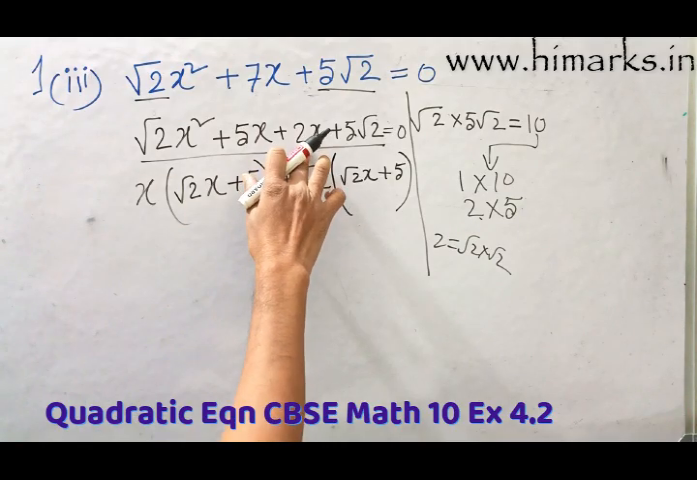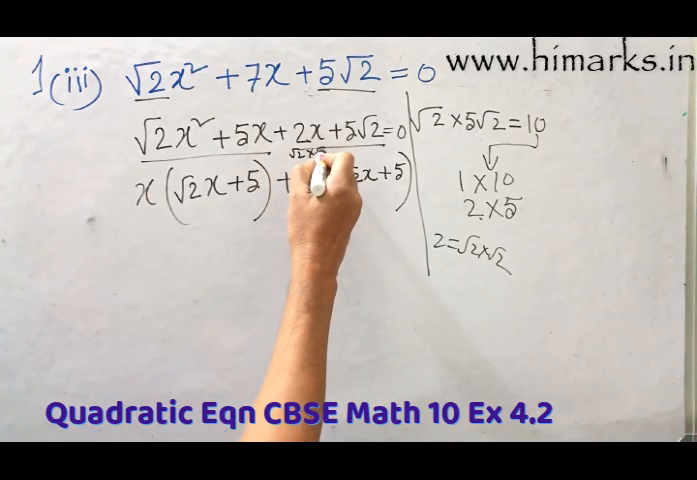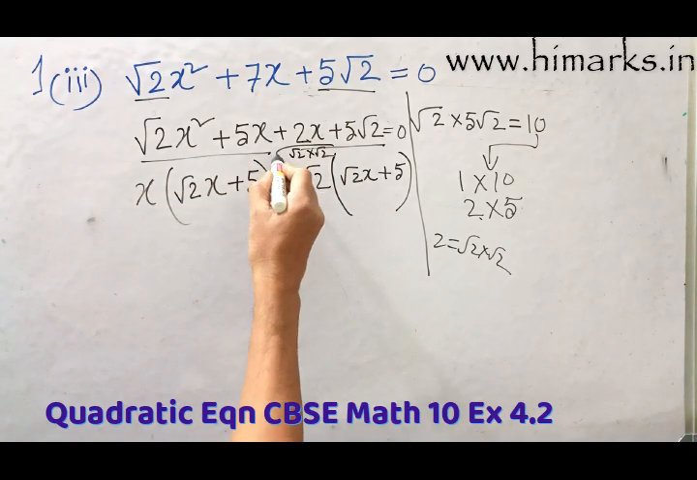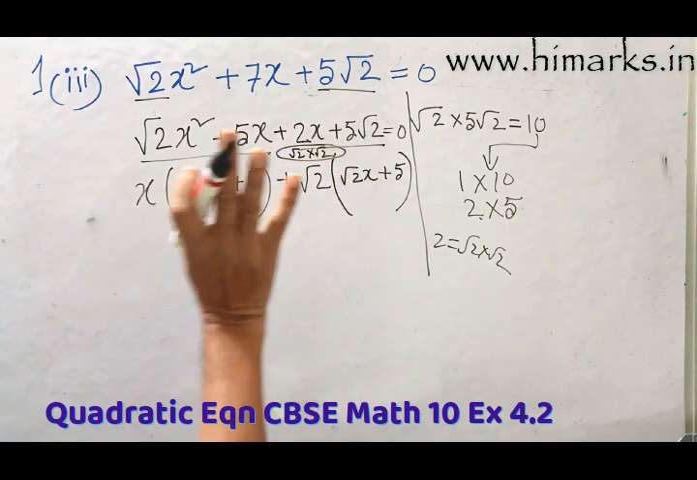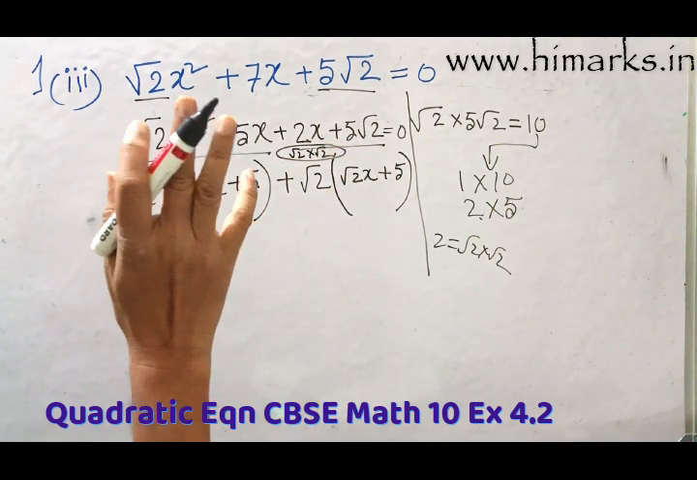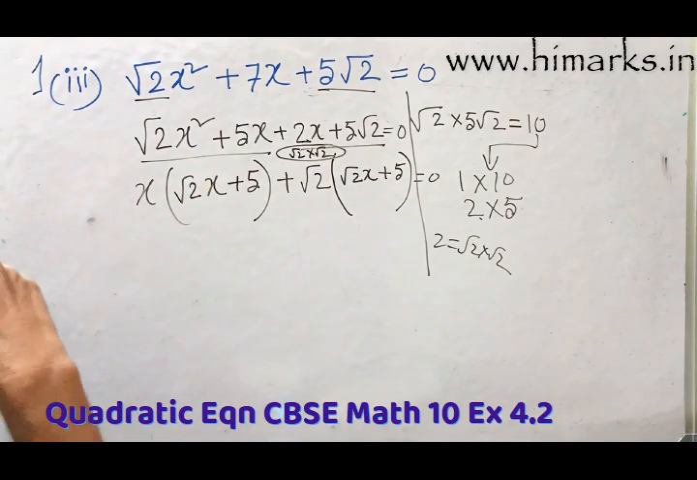So always remember, this 2 you break as root 2 into root 2. Then everything will be okay. So now you take common root 2 between these two only. Root 2 is taken common. So equal to 0. Fine.